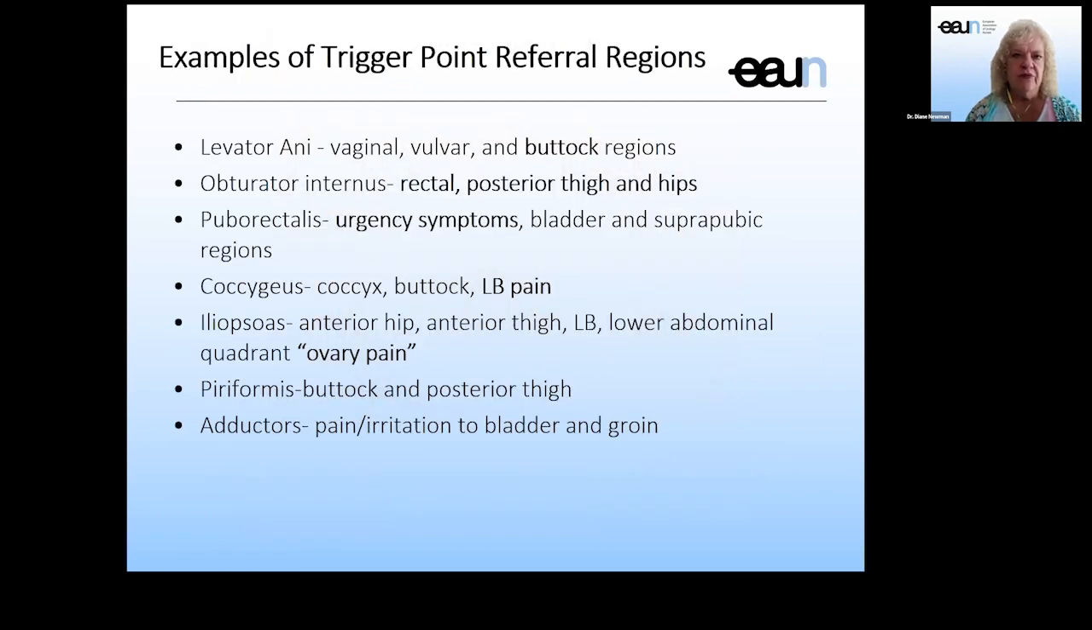Examples of trigger point referral regions. I wanted to provide this to you because I think it gives a little idea about what muscle in the pelvis as well as in the surrounding muscles may be causing pain in different areas. So this can guide you as far as your assessment.